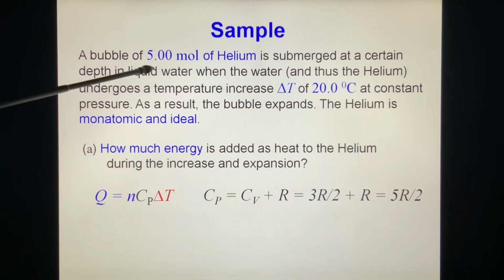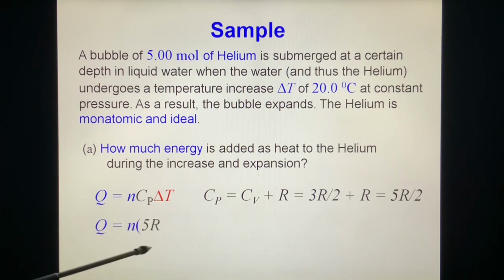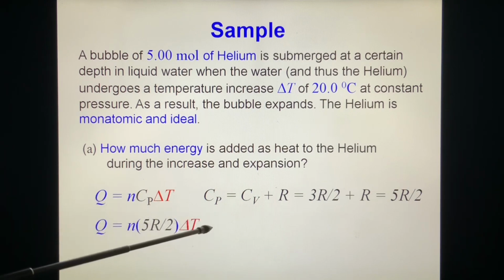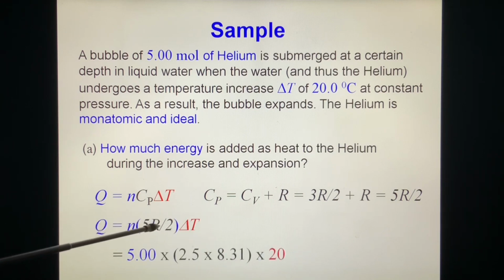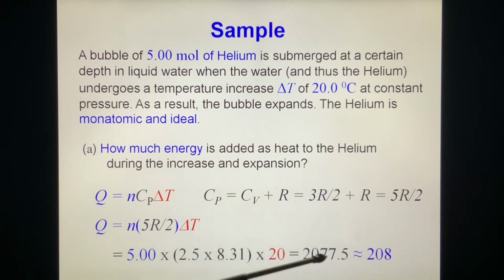And n is 5.00 moles. We put the numbers in: n is 5.00, Cp is 5/2 times 8.31, delta T is 20, and we get Q. Taking three significant figures, we get 208 J.